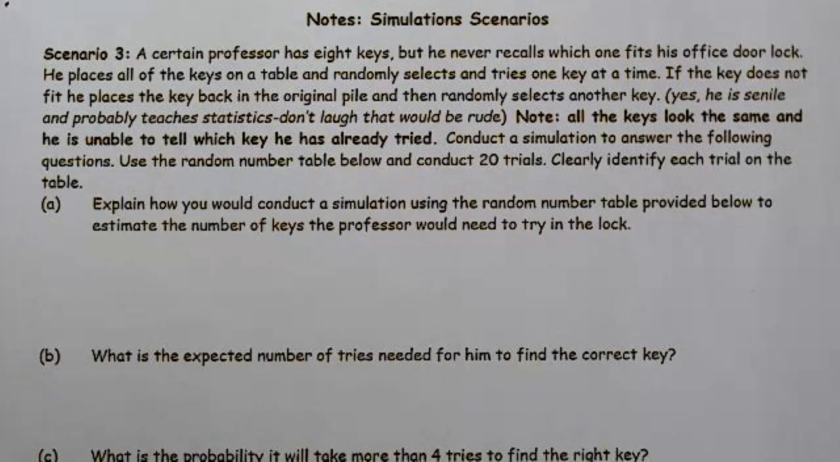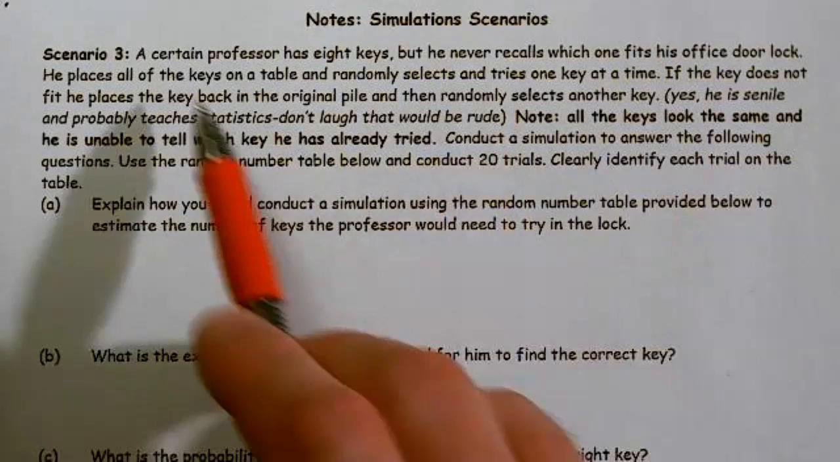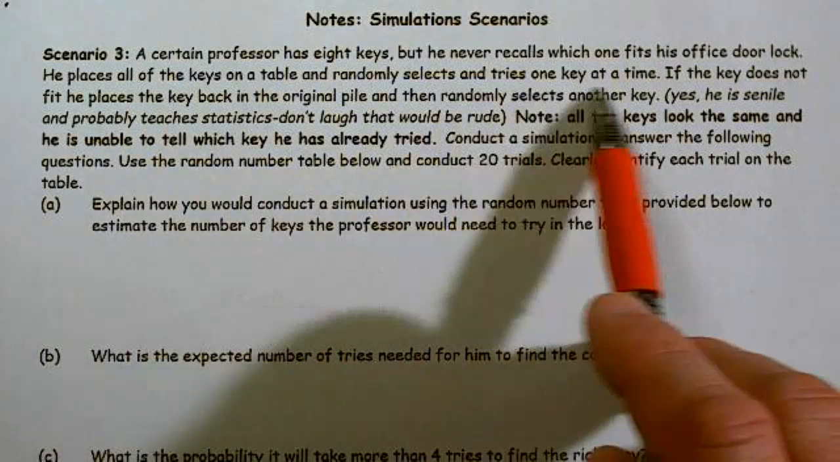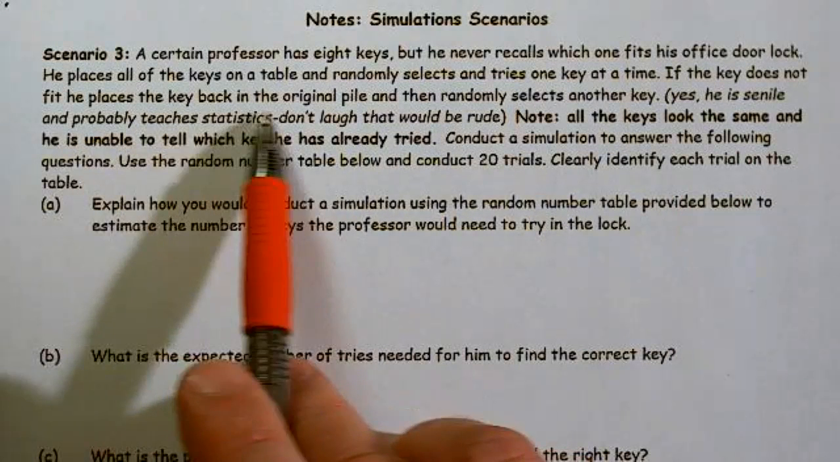A certain professor has 8 keys, but he never recalls which one fits his office door lock. He places all of the keys on the table and randomly selects and tries one key at a time. If the key does not fit, he places the key back in the original pile.